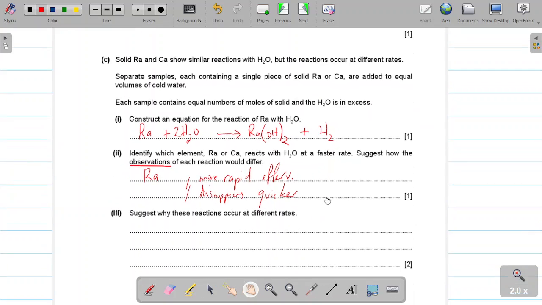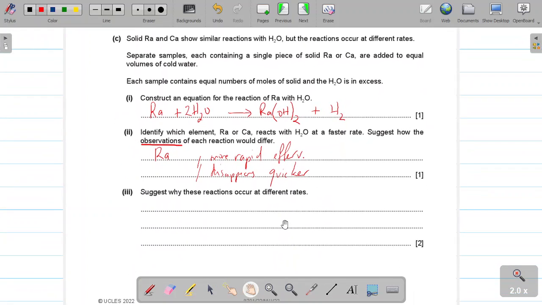And now the question asks us to suggest why these reaction rates differ. What comes to my mind immediately is that radium has a lower ionization energy. So 1 point will be lower ionization energy for radium. And the reason why the ionization energy is lower is because of the greater atomic radius.